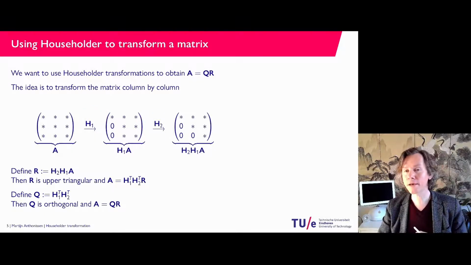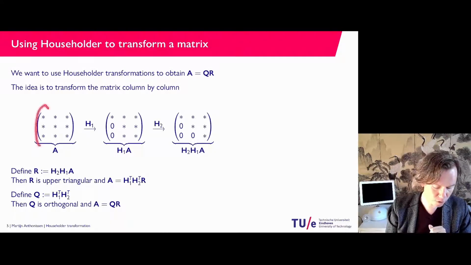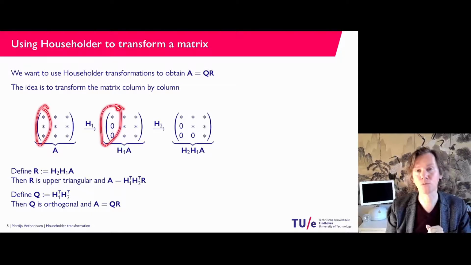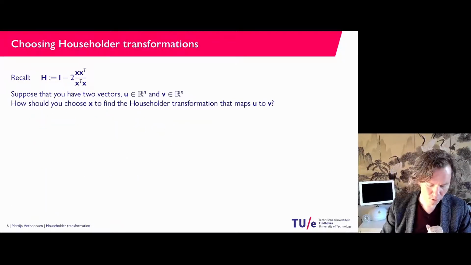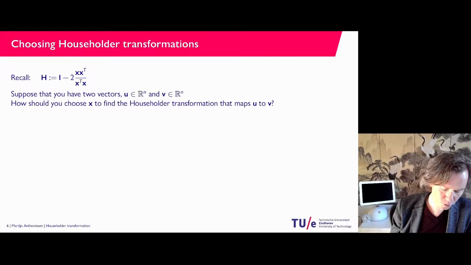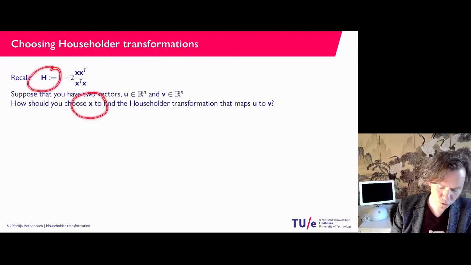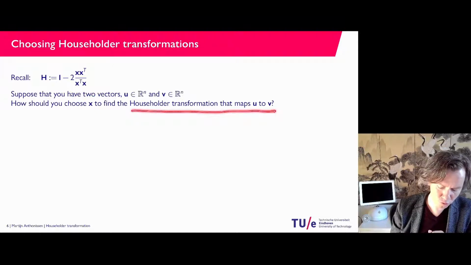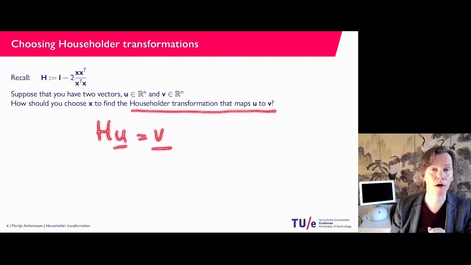So basically what we would like to have now is some way to get one vector, for instance this first column, into another one that has zeros. So how can you do that? Well, what I'm going to show you now is the following. Suppose that you take two vectors, u and v. Then I would like to know how I should choose x to find the Householder transformation, such that the Householder transformation maps u to v. So H u should equal v. That is my goal. I want to find x, which defines H, that has this property.